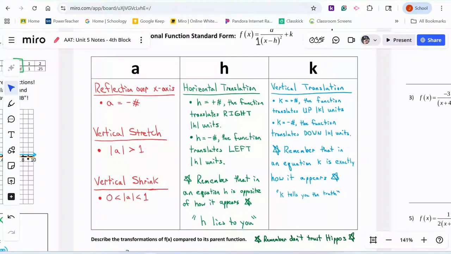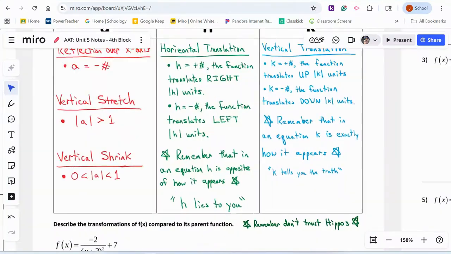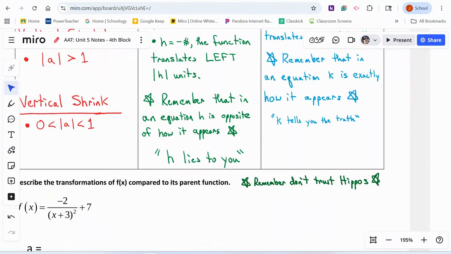Again, this graphic right here, this table, we've had this since Unit 1. As always, remember, guys, in an equation, H lies to you.